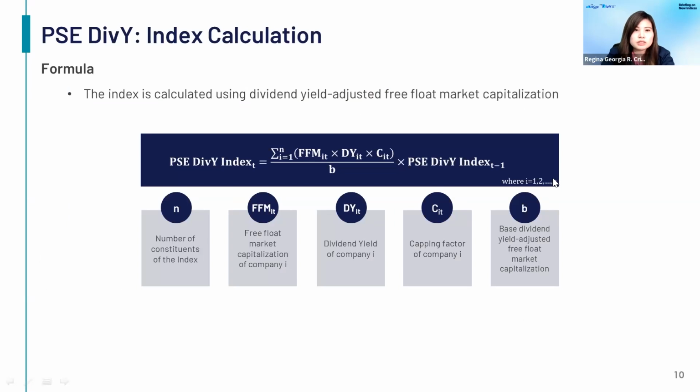So how is the dividend yield index calculated? This slide may seem overwhelming, but what we want you to learn from this is that the index is calculated using dividend yield adjusted free float market capitalization. So this means that the higher the company's dividend yield and the higher the company's free float or public ownership, then the higher the part of its market capitalization is considered in the computation of the index. Also, we note here the introduction of a capping factor.